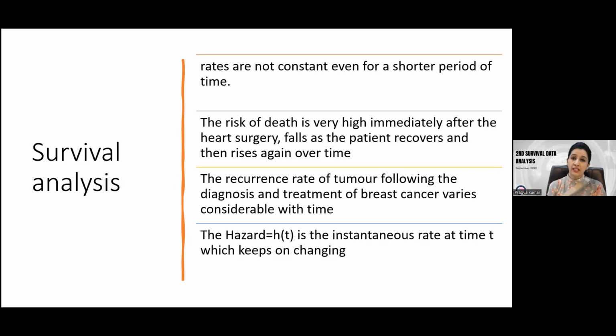So you all agree that the rate is not constant in any period. That's how we define the instantaneous hazard, or instantaneous rate, which is the rate at that particular point of time, and it is changing. So that's why it is always expressed as a function of T. Whenever we write H as a function of T, that says it is an instantaneous rate at time T, which keeps on changing. So that risk is not the same all the time.